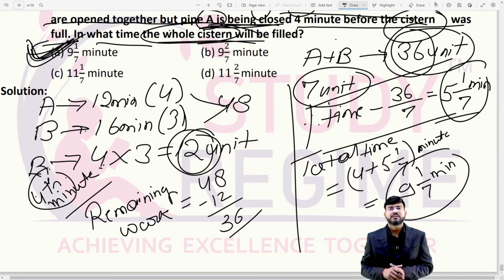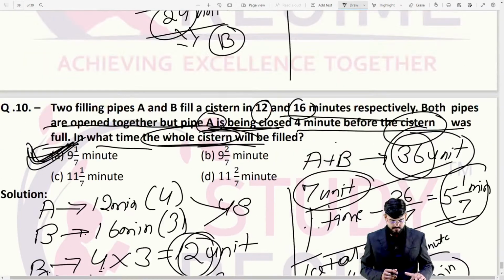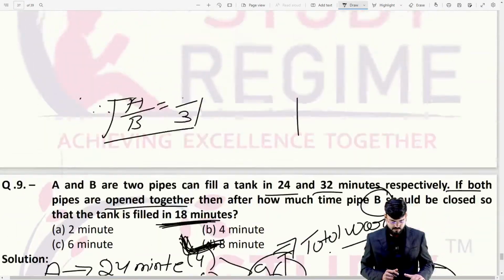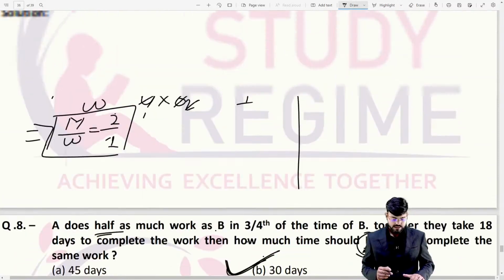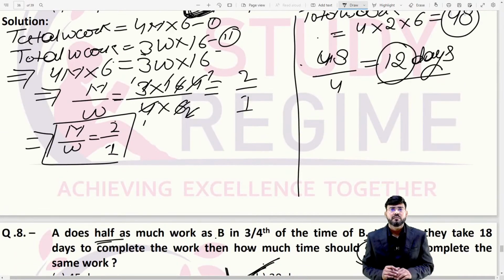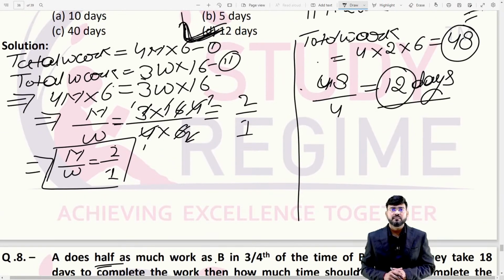So in this session we have discussed average, mixture and alligations, time and work, and pipe and cistern. Okay. So let's take a break for 1 hour. We will continue with some more topics regarding GS paper, CSAT paper 2. Okay.